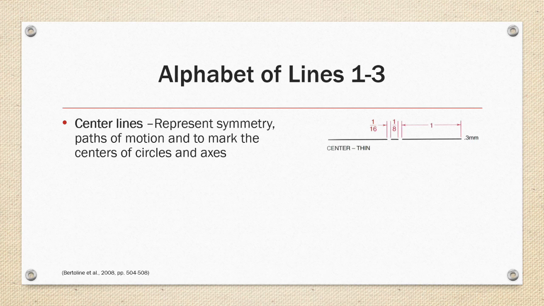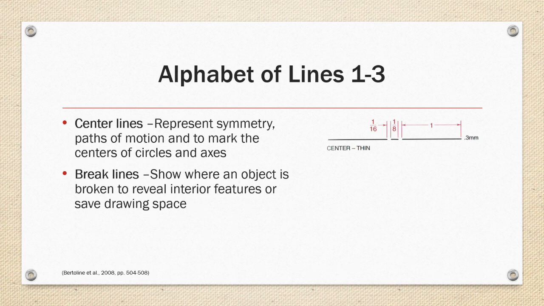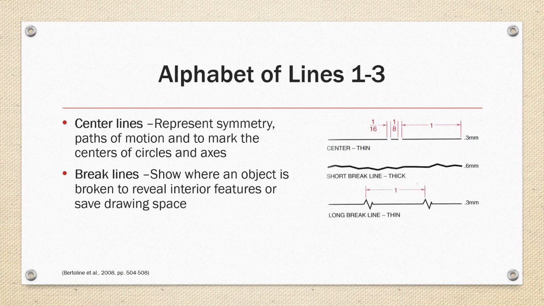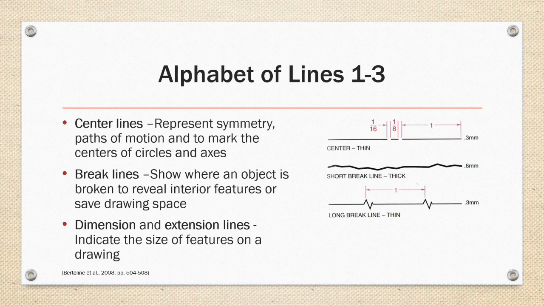The second line type is breakout lines, or break lines, which are used to denote that an object has either been broken to reveal interior features, using a thick freeform drawn line as shown on the right, or show where an object has been broken to save drawing space, which is when the second example is used. Note the second style uses a thin line and observe the dimensional requirements denoted in the image. The third line type is for dimension and extension lines, which are represented by a solid thin line.